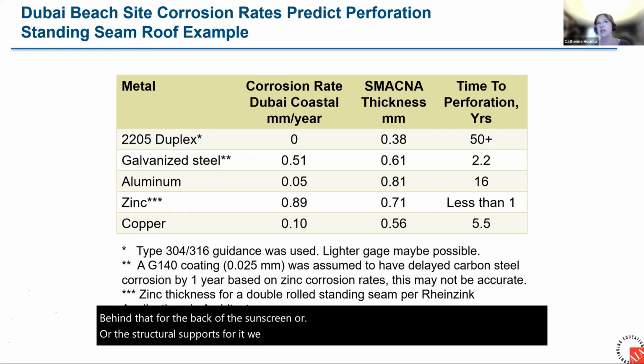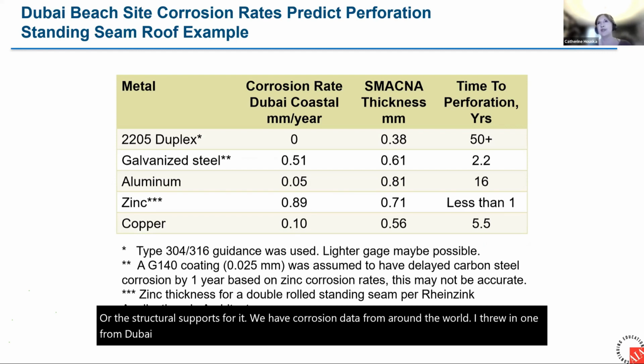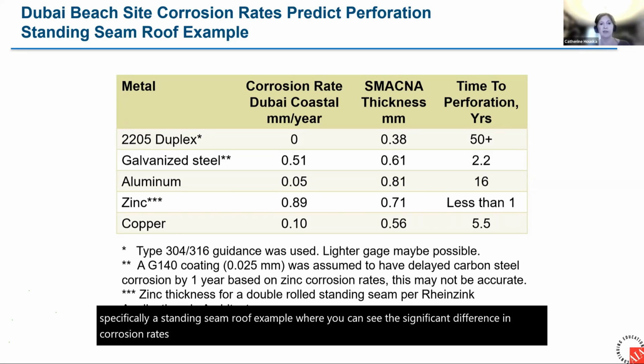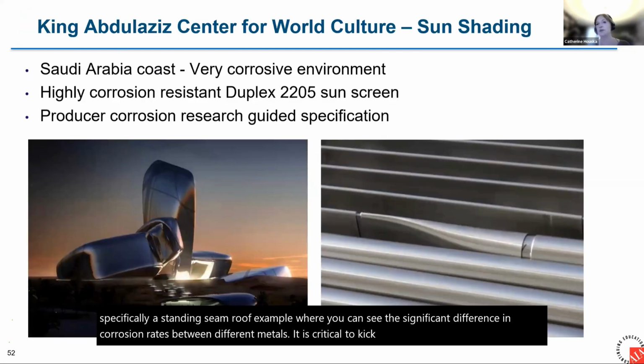We have corrosion data from around the world. I threw in one from Dubai just to illustrate that we do have corrosion data from around the world. This was specifically a standing seam roof example where you can see the significant difference in corrosion rates between different metals. It is critical to pick an appropriate metal for a location.